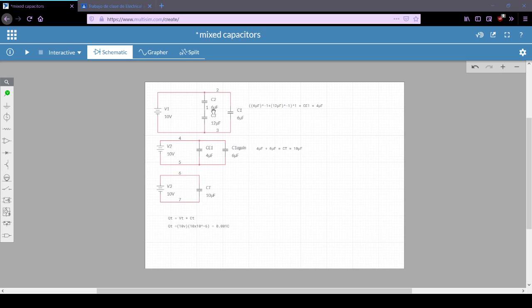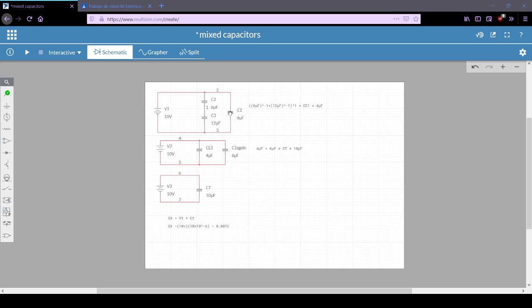Okay, this is my practice for mixed capacitors. The objective of this practice is to calculate the total capacitance of the circuit. After getting that information, we can use the voltage to calculate the total charge of the circuit. To do this, we're going to simplify the circuit until we get a single capacitor that will have the value we're looking for, the total capacitance.